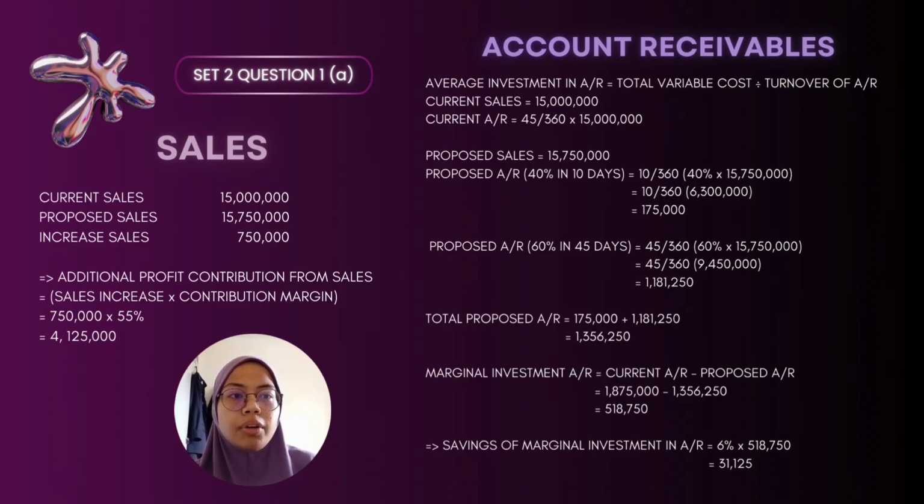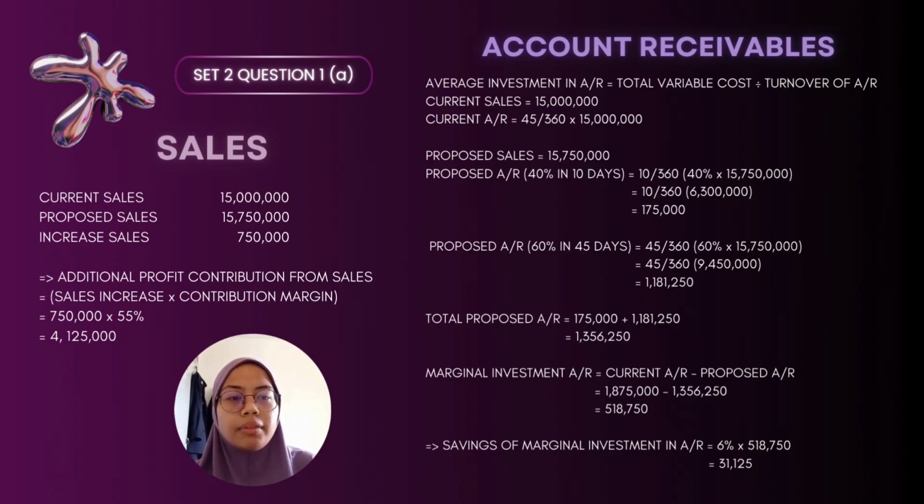For accounts receivable, the average investment in accounts receivable is the total variable cost divided by the turnover of accounts receivable. Because the current sales we have is 15,000 and the current accounts receivable is 45 over 360, why we use 360, because it's stated in the equation that the period is 360 days instead of 365 days. So we will multiply 45 divided by 360 times 15,000. So the proposed sales is 15,750 ringgit.